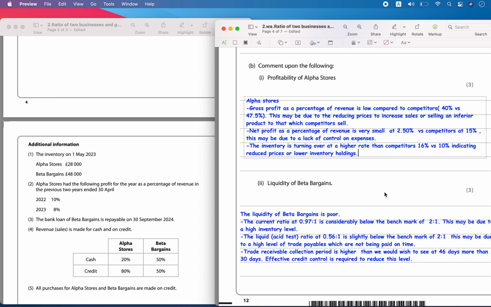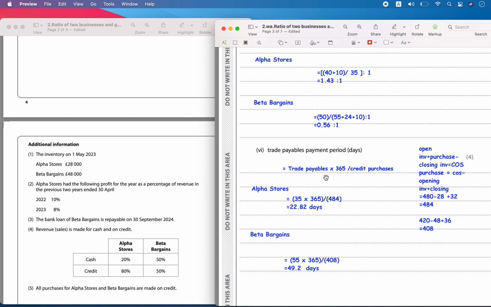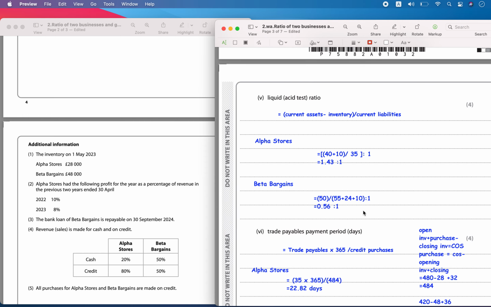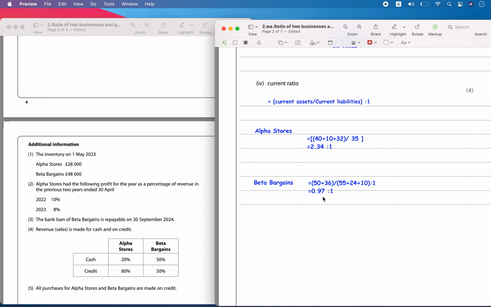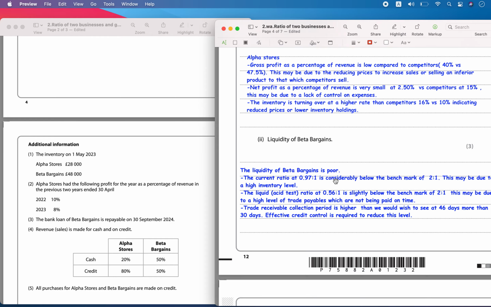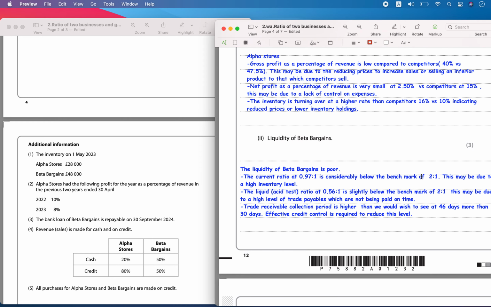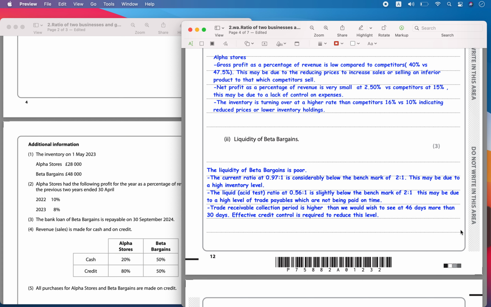Then the liquidity of Beta Bargains. What are the liquidity ratios? One is the current ratio, the acid test ratio, and you can talk about the trade receivables collection period. Let's look at the current ratios, which has to be done for Beta Bargains. The current ratio for Beta Bargains is 0.97 to 1, and Alpha is at 2.3 to 1.